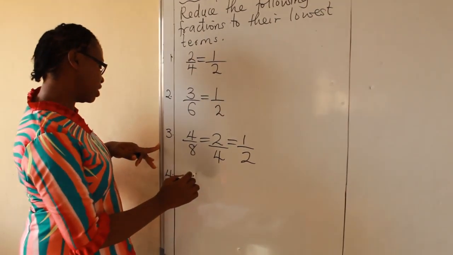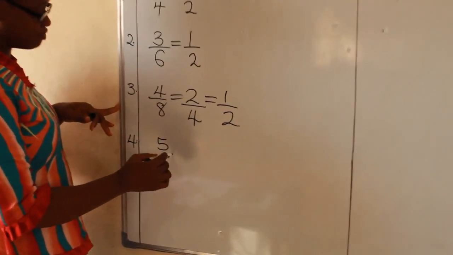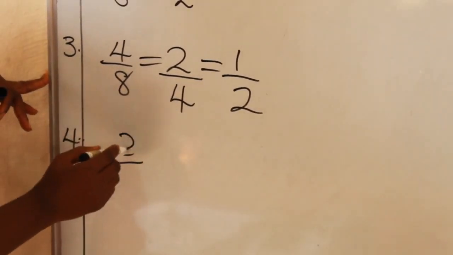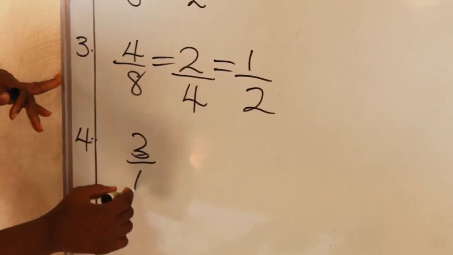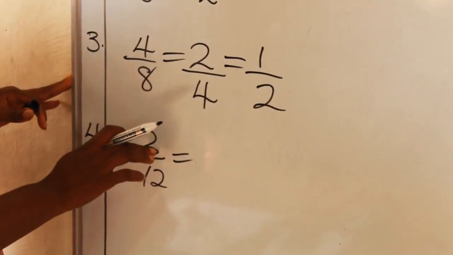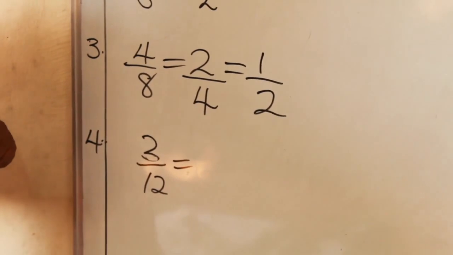I want to use a different number now. Okay, let me say 3 over 12. 3 over 12.